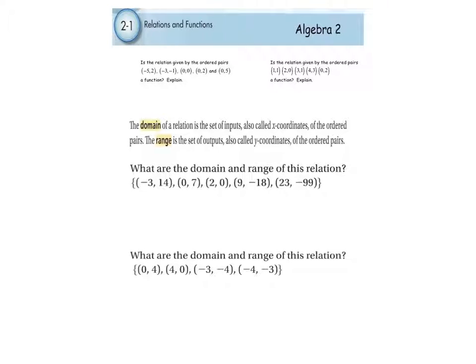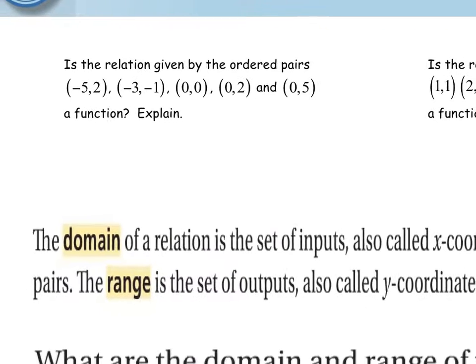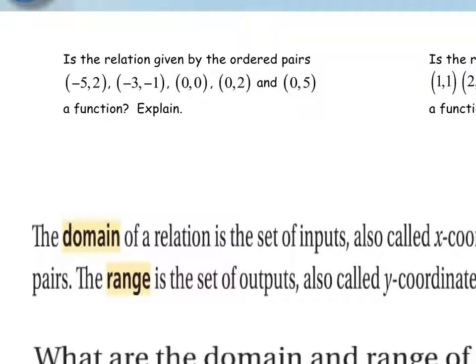Okay, so let's look at the other examples up here. This time I'm going to give you a set of ordered pairs. Okay, so is the relation given by the ordered pairs a function? Well, I'm looking at the x values. -5, -3, 0, 0, 0. Did I say any x values the same more than once? Well, absolutely I did. I used 0 3 times. Sorry, this is not a function because the x values repeat.